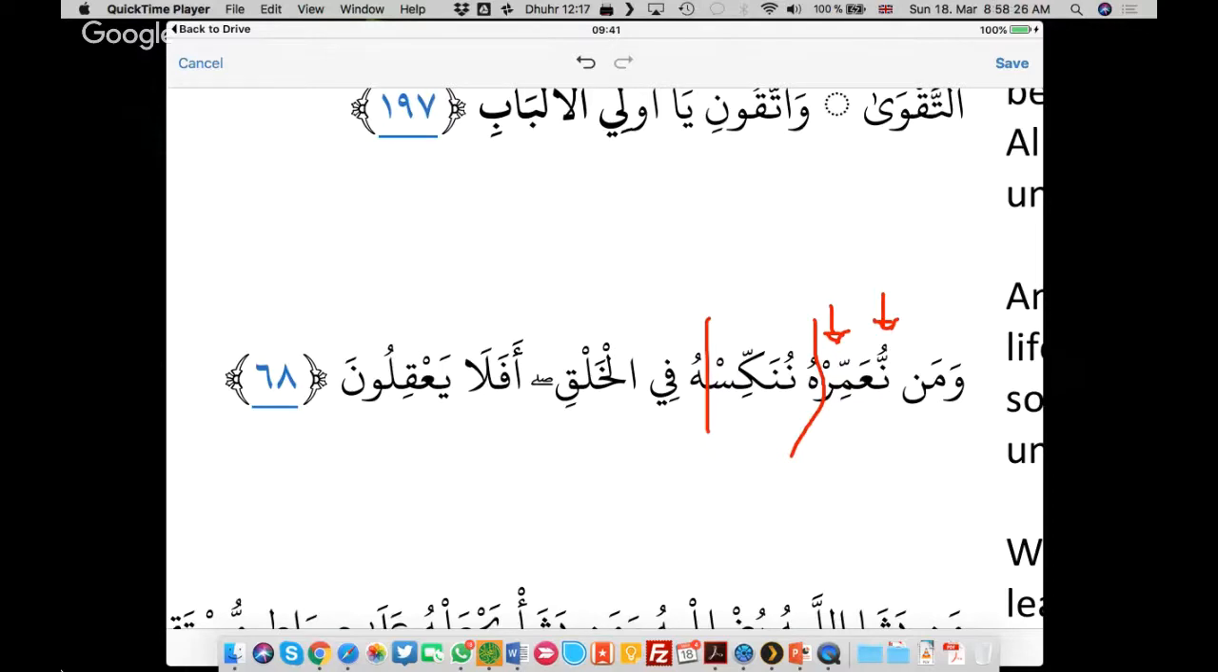And hu is an attached pronoun, starting with the noon again. These are both nahnu versions, that's why they start with noon, nansuru versions. Nu'ammiru was the original fi'il in the nansuru form. When it became lightest, it became nu'ammir. Nunakkisu was the original form, and it became lightest, nunakkis. So this part is a condition, and this part is the answer to the condition.